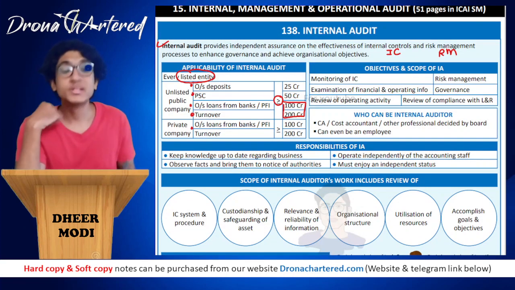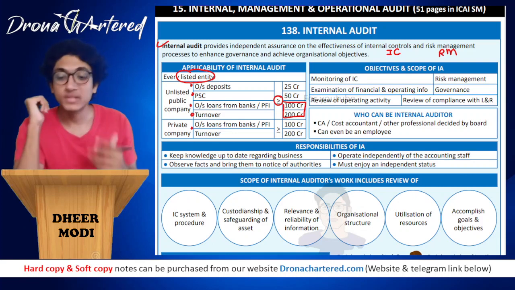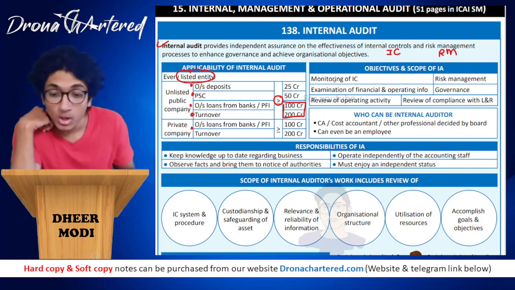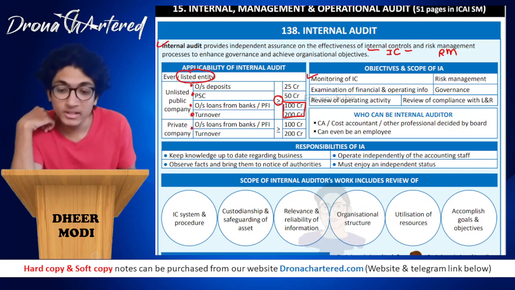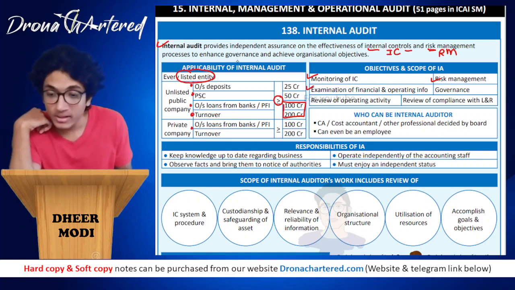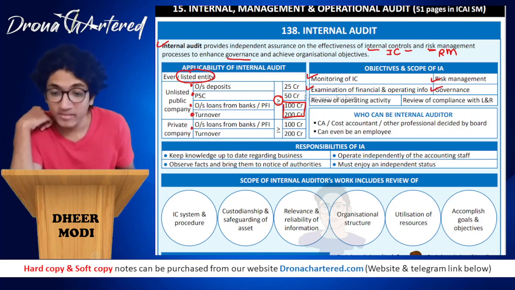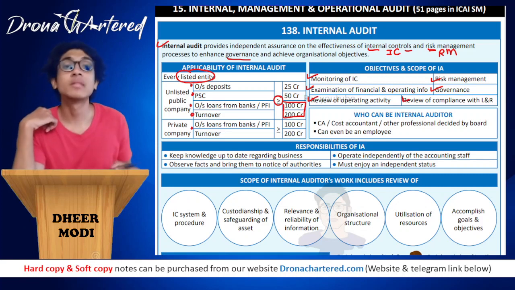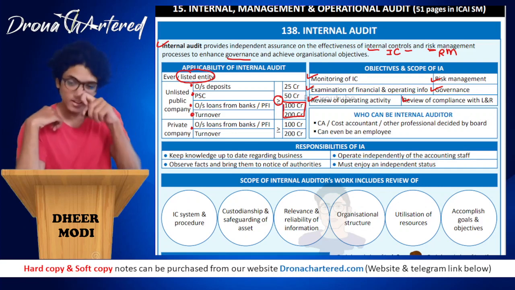Okay, now next is your objectives and scope of your internal audit. First of all, monitoring of internal controls. Of course, this was in the definition only. Then, if you remember, risk management was also in the definition. So second is your risk management. Next is examining of financial and operating information. You have to check the financial and operating information. Next, governance, to enhance governance. Then you have review of operating activities. And last is your review of compliance with laws and regulations.